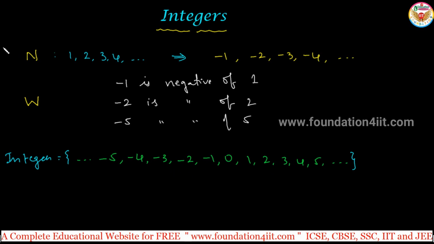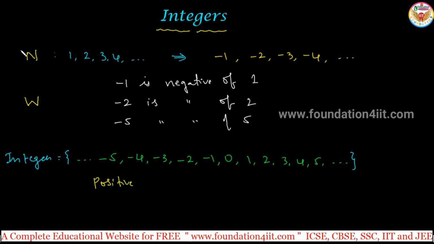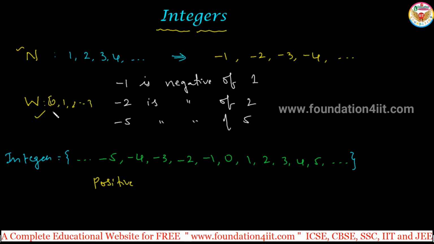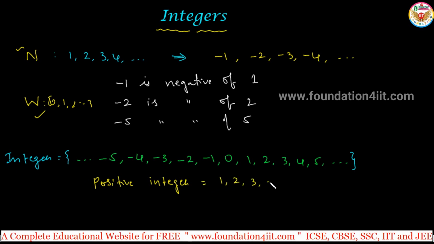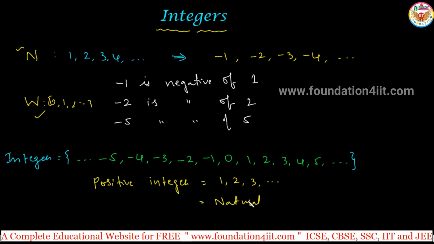Again, we have two sets in this: positive integers as well as negative integers. Now we already know about natural numbers and whole numbers. Whole numbers are 0, 1, 2, 3, and so on, right? That's why whole numbers including negative natural numbers are integers. Positive integers are just 1, 2, 3, and so on. These are nothing but natural numbers, right? So natural numbers are nothing but positive integers. And in the same way, negative integers.